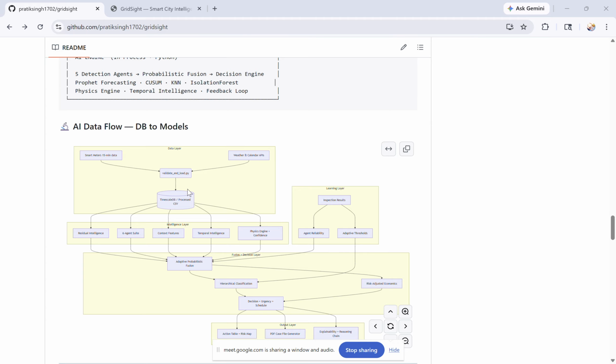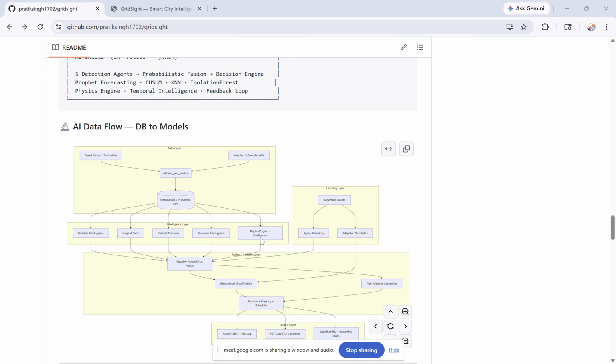This is the core AI analysis layer, where multiple intelligence modules are used. We are using residual intelligence for baseline deviation analysis. Then we have the six-agent slide detection used for anomaly and theft detection. Then we have context features for weather, time, and locality behavior. Then we have temporal intelligence for long-term pattern persistence. Then we have the physics engine that validates feeder-level consistency. Each module analyzes the grid behavior from a different perspective.